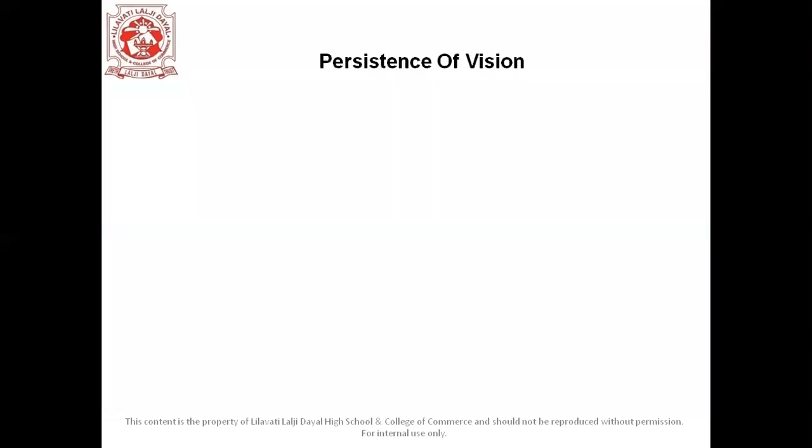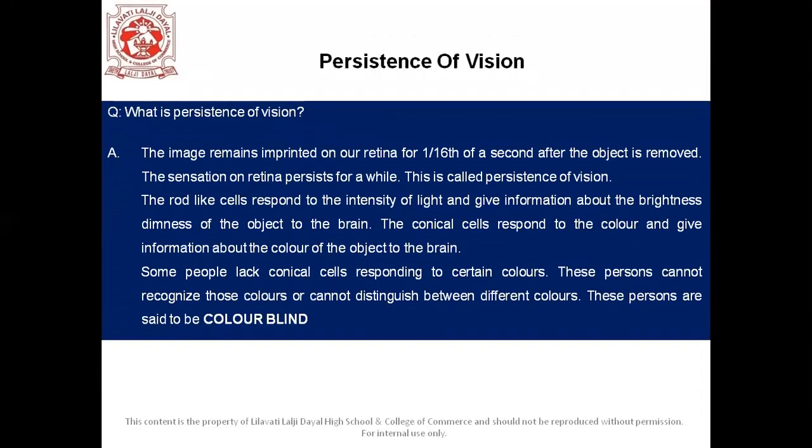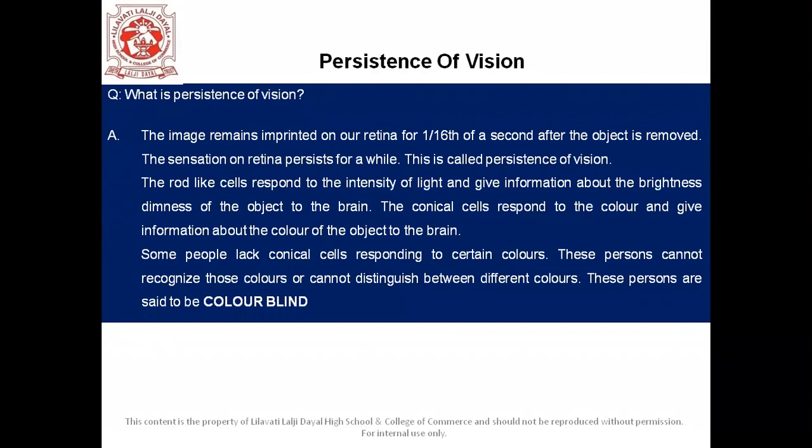Moving towards the next slide, students, is the persistence of vision. This is the last topic of this chapter. So what is persistence of vision? Students, the image remains imprinted on our retina for 1/16th of a second after the object is removed. So the sensation on the retina persists for a while, and this is called the persistence of vision.